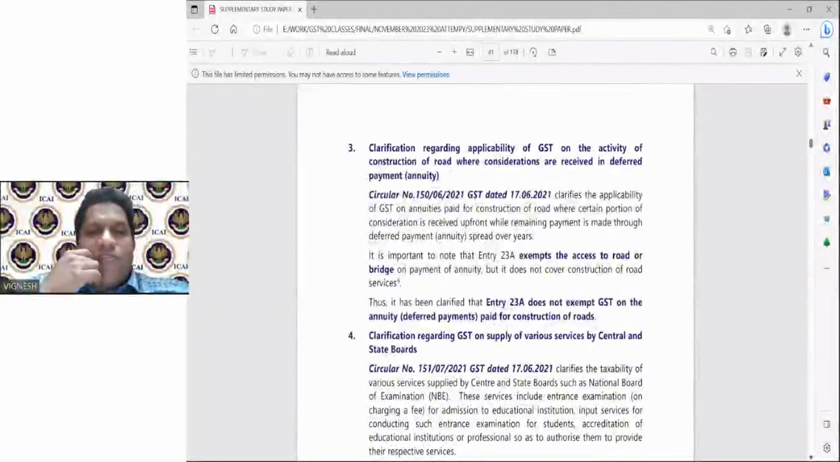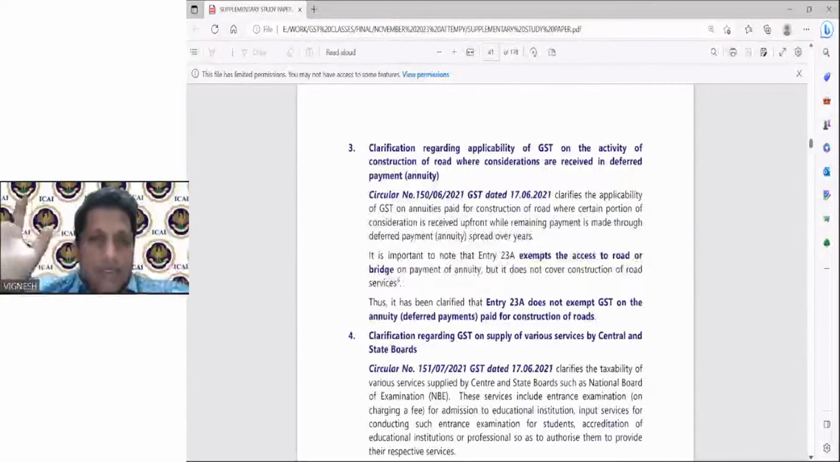Then activity of construction of road, where the considerations are received in deferred payments or annuity payments. Wherever the construction of road is on annuity, out of which you got some upfront and others you are getting as deferred payment, in this particular situation GST applies. So there is no exemption from GST on annuity. It is clearly clarified that it only exempts the access to road or bridge on payment of annuity. It doesn't cover the construction of road services. It covers only access to road on payment of annuity. Fine. So this clarification is also given.